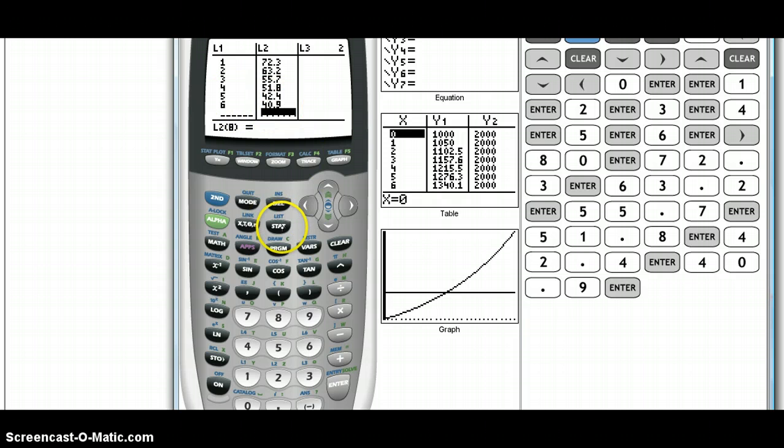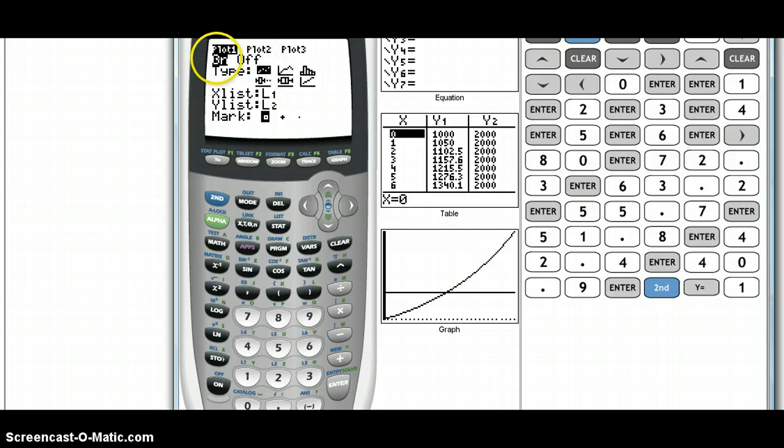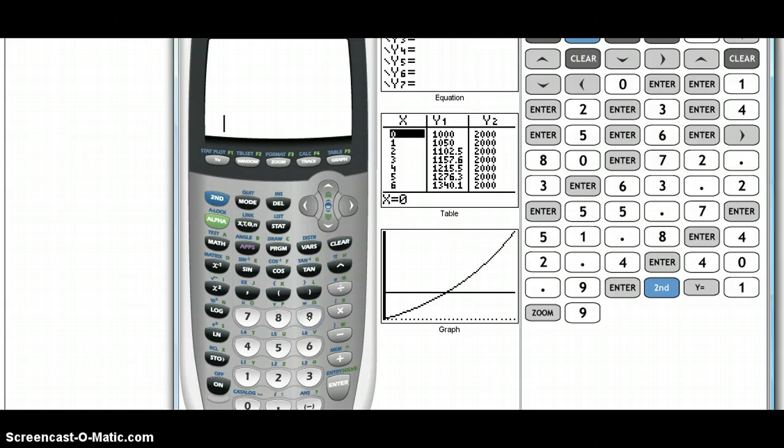Actually, I'm going to look at the graph first. So let's go into stat plot for just a minute and go into plot 1. It's already turned on. It's set for the scatter plot with L1 and L2, which is actually where I did put my data. So I can just push zoom and 9. It looks kind of like we have one of these graphs for exponential decay.